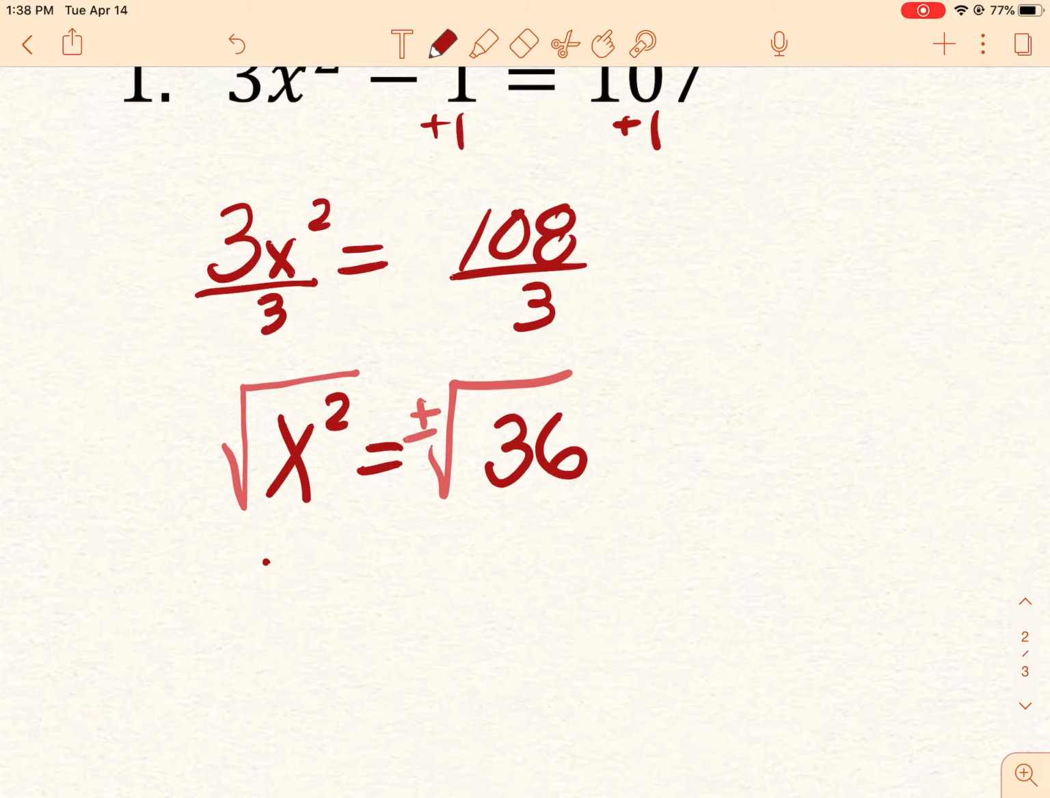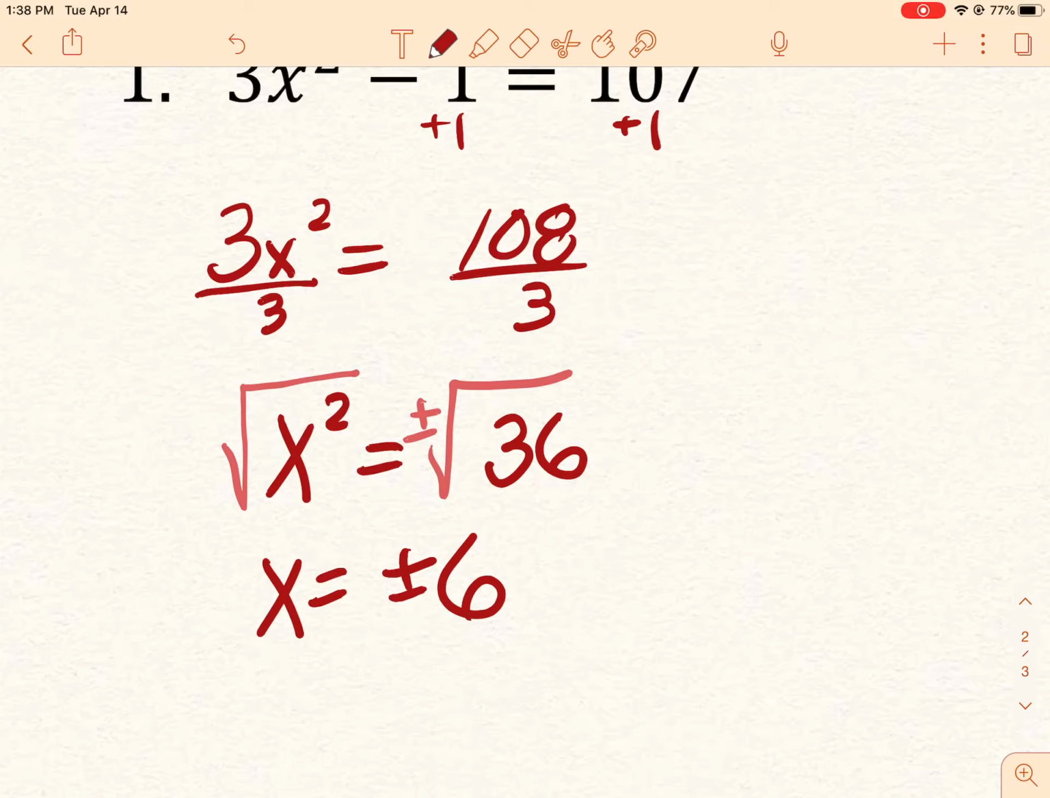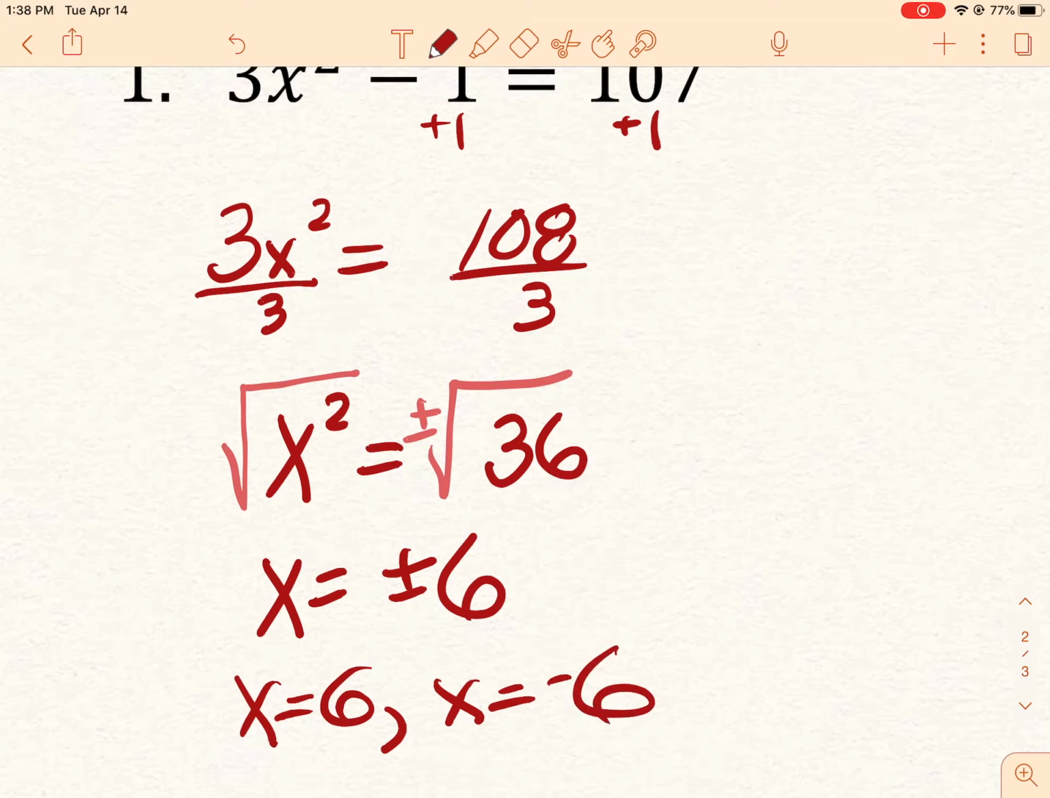So the square root of 36 is 6. So we're getting x equals plus or minus 6. Or if you wanted to write it as x equals 6, x equals negative 6. Either one of those works. So plus or minus 6 means that bottom answer.